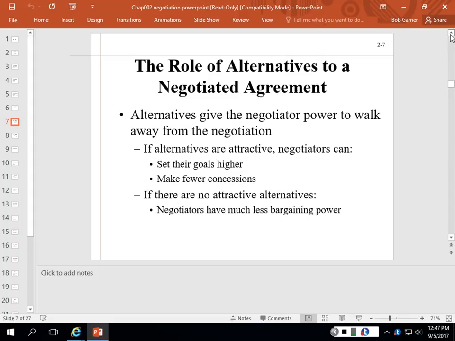All right, so we talked about alternatives, though. They give the negotiator power to walk from the negotiation. If the alternatives are attractive, you can set your goals higher and make fewer concessions. But if there's no alternatives, you have less bargaining power. And that's why the one message I know is that all you guys are going to buy a car during your lifetime, multiple cars probably. You are in a position of power. And I think many people, how many walking in here would have thought you were in a position of strength buying a car?